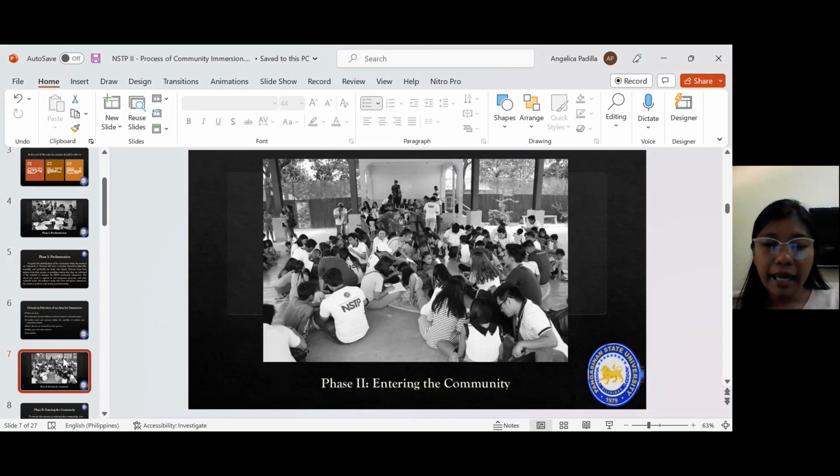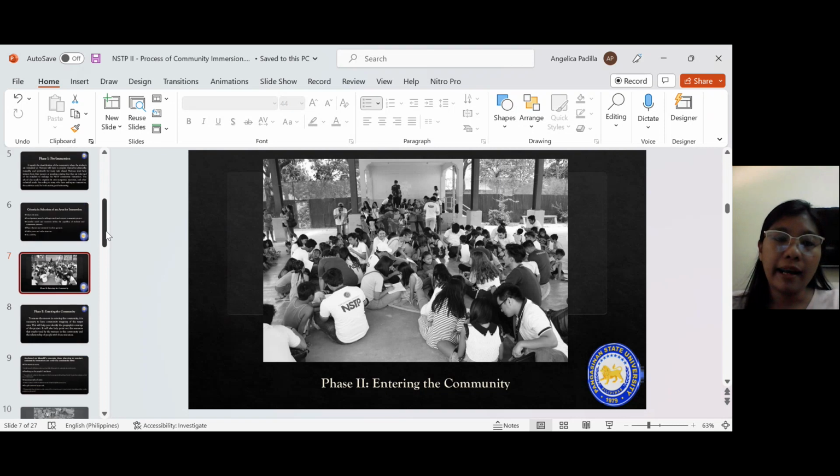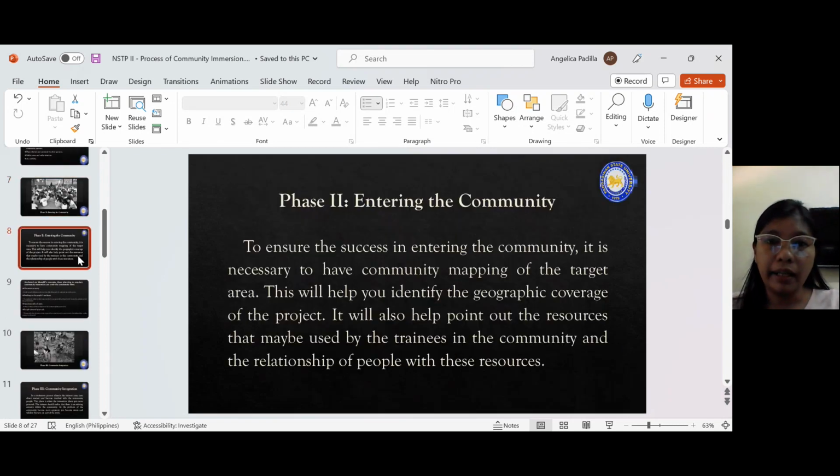Okay. And phase 2 naman, entering the community na. So parang yung phase 1, yan yung understanding the community. O phase 2 na, yan na yung implementing the project or entering the community. Nandoon na tayo mismo sa barangay, chosen barangay natin, implementing our project.